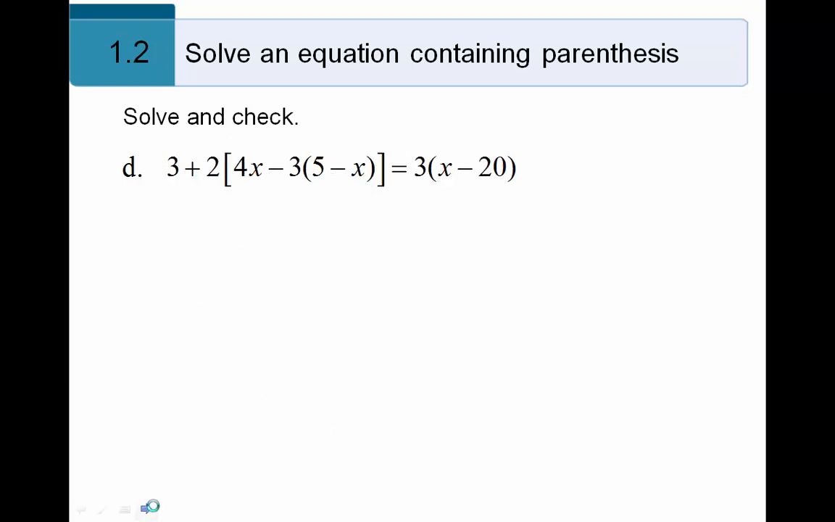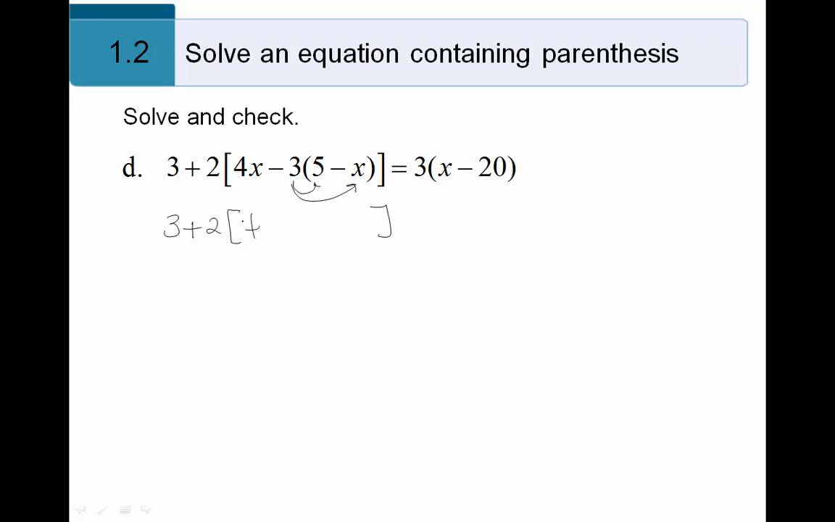Let's move on to equation D here, if we may. Much like the previous example, we see that we have grouping symbols and like terms, and brackets. So we'll begin with the innermost grouping symbol first, and we'll remove the parentheses by distributing the negative 3 that is in front of the parentheses. We'll recopy the 3 plus 2 and the bracket.